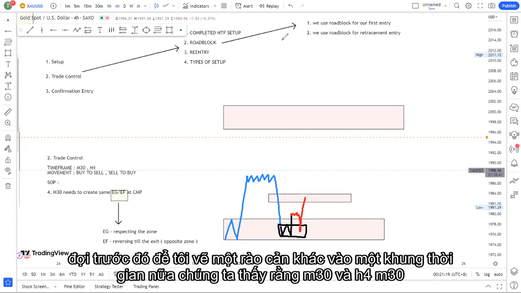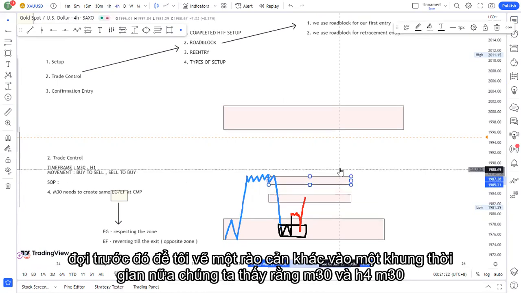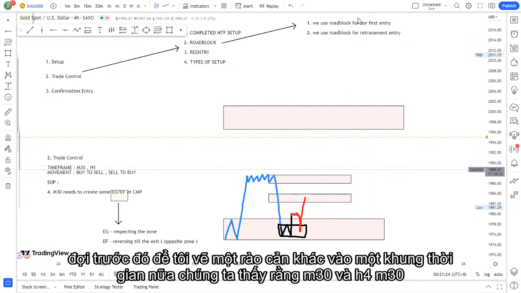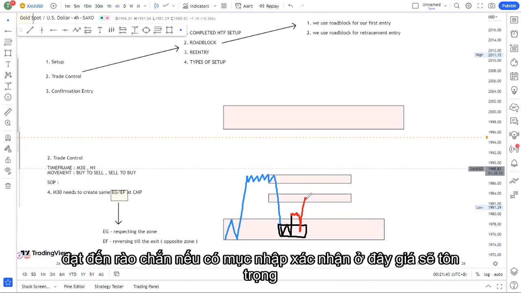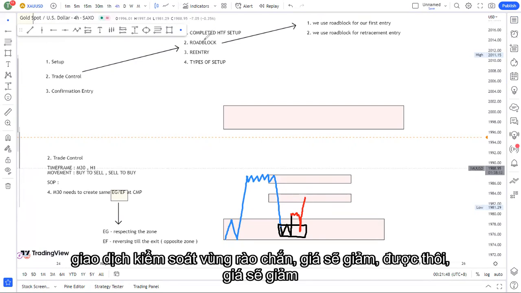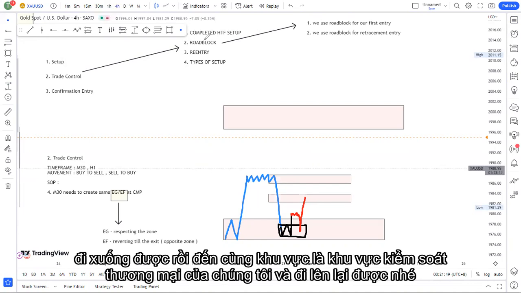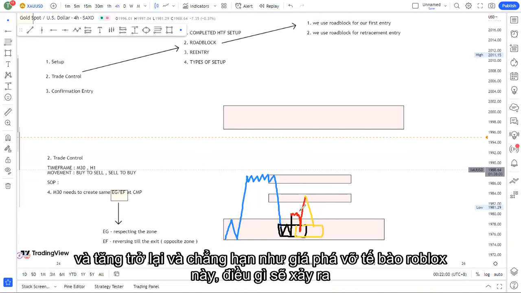Before that, let me draw another roadblock. Roadblock, on what time frame do we see that? M30 and H1. So when the price reaches the roadblock, if there is a confirmation entry here, the price is going to respect the trade control, the roadblock zone, and go down. And then to the same zone, which is our trade control zone, and went up again.